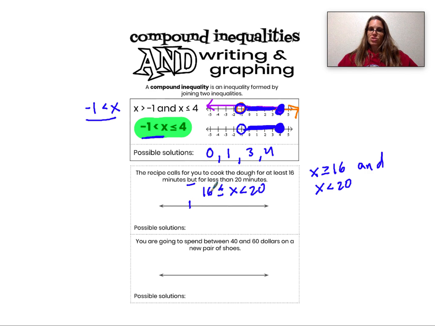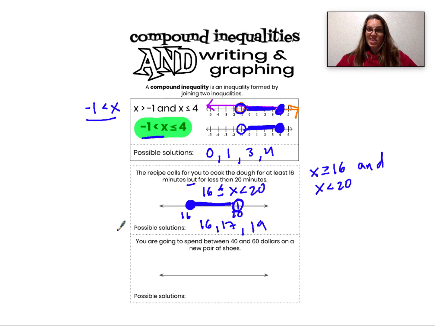I can graph straight from here. So 16 and 20, you don't have to include the scale, just include the two boundary values. Closed dot at 16 because 16 is okay. Open dot at 20 because 20 is not okay. And I'm shading in between. This is what every compound "and" inequality graph looks like. Possible solutions are 16, 17, 19, not 20, not 21, not 22.